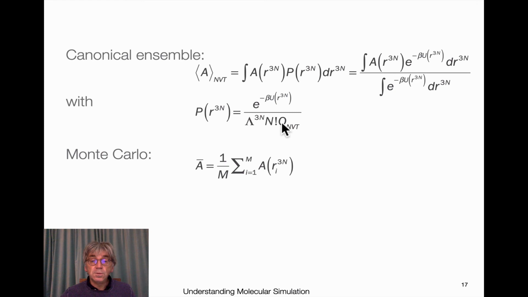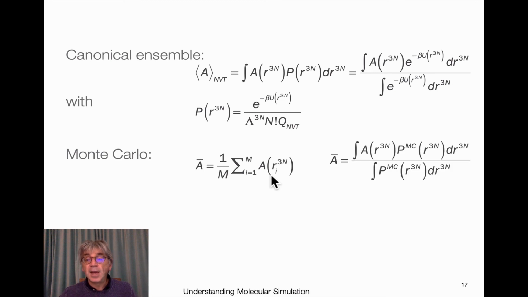So what is it we do in a Monte Carlo simulation? In a Monte Carlo simulation, we generate a set of configurations. We select a particle at random, we displace it, and these configurations are distributed according to a probability distribution function. That probability distribution function is given by our Monte Carlo process. You hope that it would be the same or similar to the one you would like to generate, but for the moment we're just going to assume that we generate configurations according to the Monte Carlo scheme.